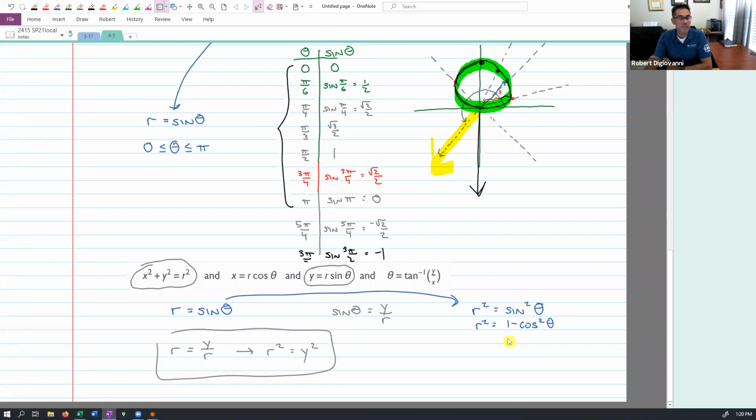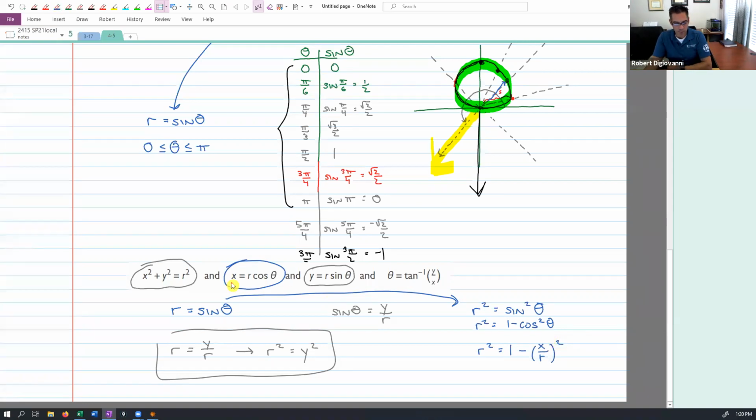Okay, what is cosine theta? If you take this formula, what's cosine theta? Solve for cosine theta. What do you get? X over r. So we have r squared equals 1 minus x over r, squared.